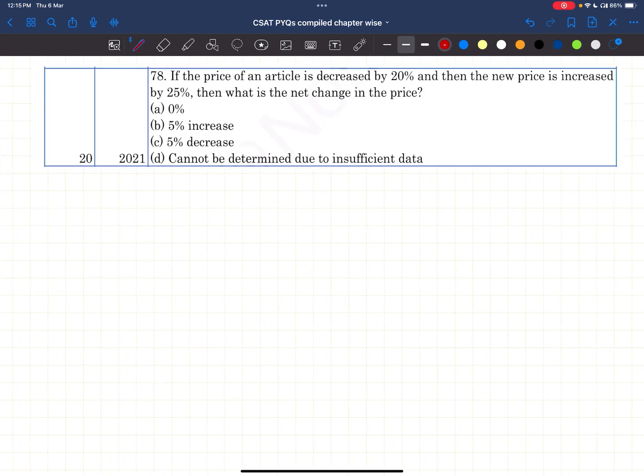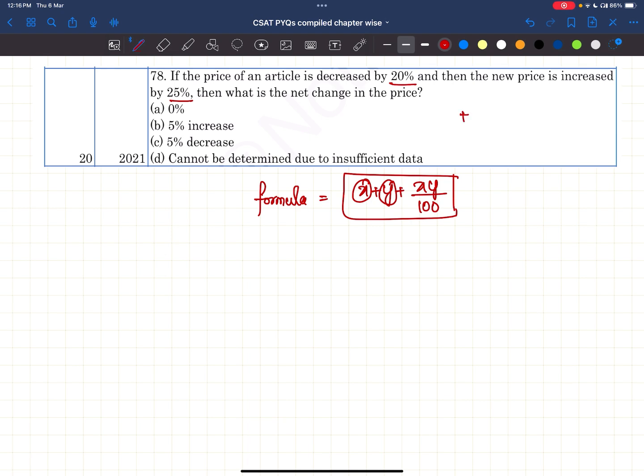If the price of an article is decreased by 20% and then the new price is increased by 25%, then what is the net change in percent? Simple. There is a formula. X and Y are the consecutive values of percentage which is increasing or decreasing. If he is telling increasing, we'll take positive percentage. If he is telling decreasing, we'll take negative percentage.